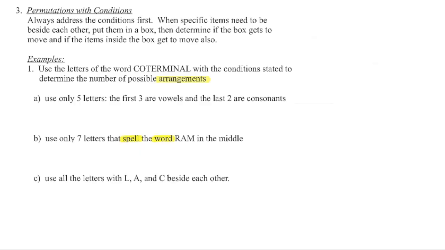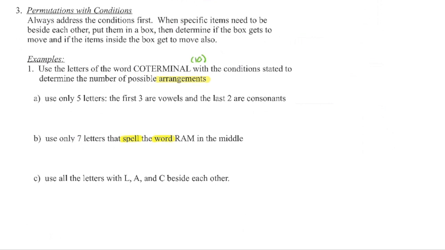The majority of the time when you're given a permutation question, you're going to have some kind of a condition on it. We're going to address those conditions first. So, for example, in our first question, we're going to use the letters of the word coterminal. The first thing you want to do is count them up. So we have 1, 2, 3, 4, 5, 6, 7, 8, 9, 10. So I can see that I have 10 different letters, and we are going to arrange them with the conditions that we're given. In the first example, we are told that we are going to use only 5 letters. The first 3 are vowels, the last 2 are consonants.